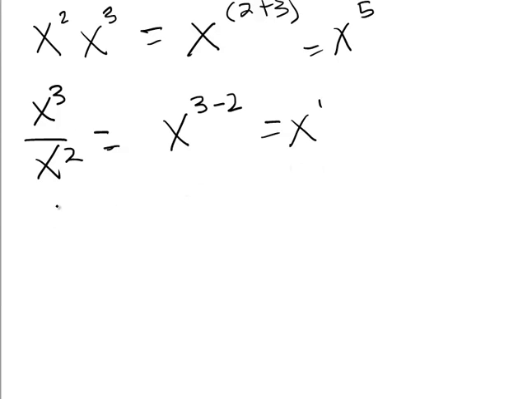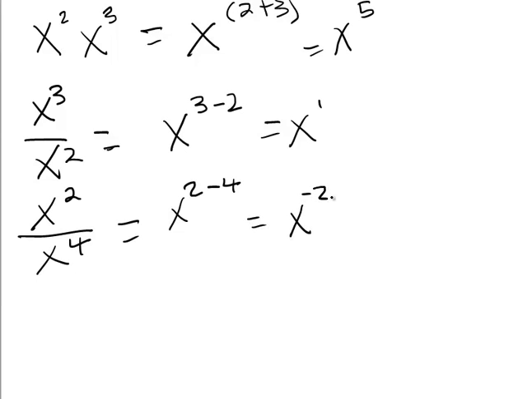If it were the other way and the larger exponent were on the bottom, I would have x to the 2nd over x to the 4th. Again, I'm going to subtract, and I'll have x to the 2 minus 4. That's going to give me x to the negative 2. Remember, if you see a negative exponent, make it the reciprocal. So this will be 1 over x to the 2nd.